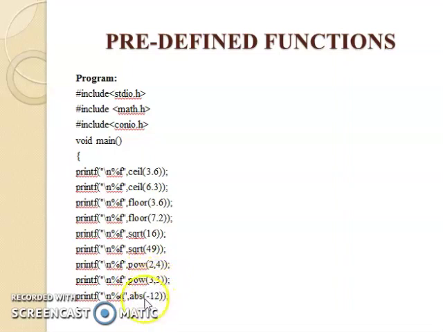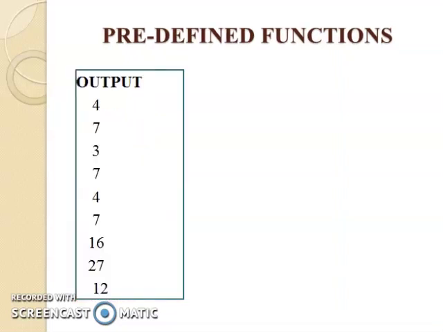And abs, in the sense if you are giving the value as negative, it will return the value as positive. Suppose if we are giving abs of 0, it will return 0. Abs of minus 1 will display 1. Abs of 9 will display 9. This is the output for the above predefined function program.